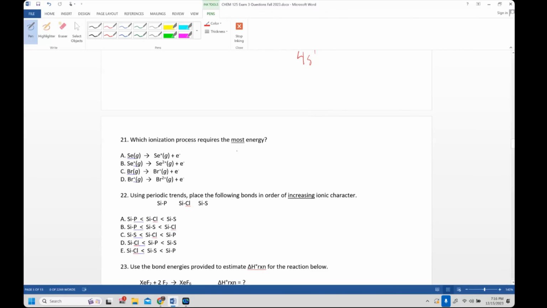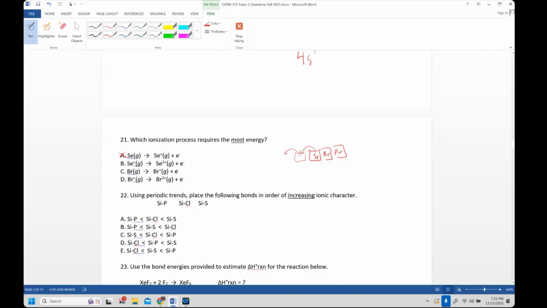Selenium is right next to, on the left of, bromine. So I'll write a little periodic table. Bromine, and then what comes after that is krypton. If you take an electron away from selenium to make selenium plus, that requires some amount of energy. Taking selenium plus and removing another one requires more energy, because as you have additional ionization steps, the energy always increases.